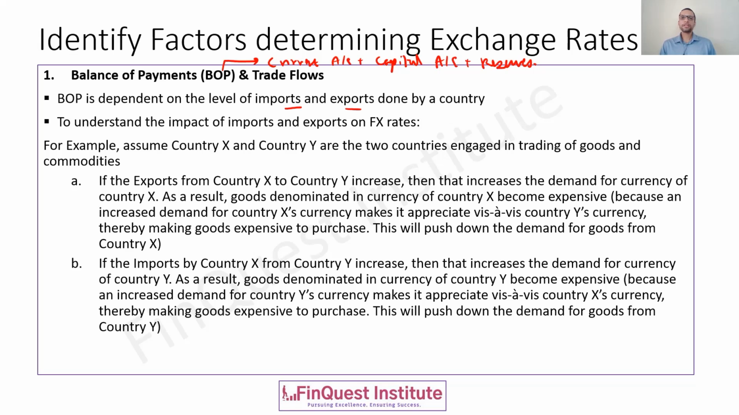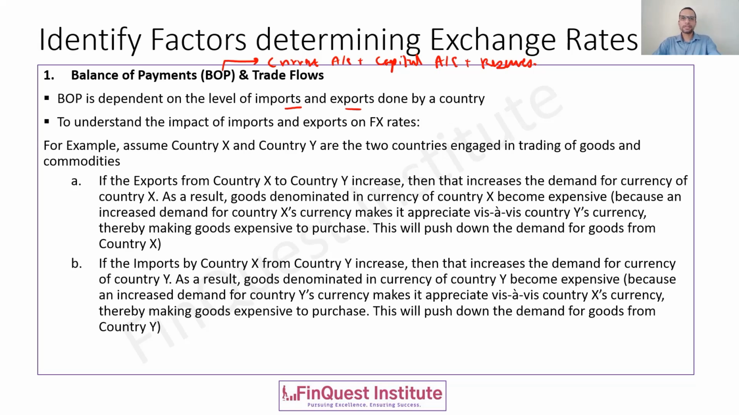Whereas India is a major importer of crude oil, because India imports most of its crude oil from abroad, as India doesn't have its own reserves. So depending on its requirement, it imports oil from abroad. Now, this has an impact on the overall balance of payments. Depending on the level of imports and exports, that will have an impact on BOP.